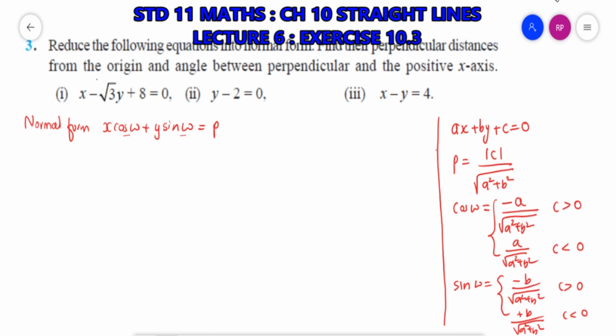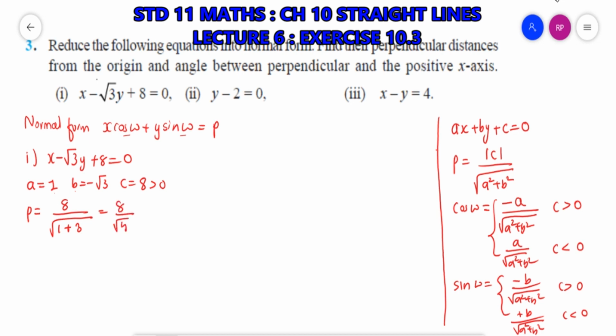Okay? Now see, if I am using this first: x minus root 3 y plus 8 equal to 0. So here the coefficient of x is 1, the coefficient of y is minus root 3, and the constant term c is equal to 8, that is greater than 0. Clear? So first, the perpendicular distance is modulus of c, that is 8, upon under root of a square plus b square, that is 1 plus root 3 square, 3, so 8 by root 4, that will be equal to 8 by 2, that is 4.